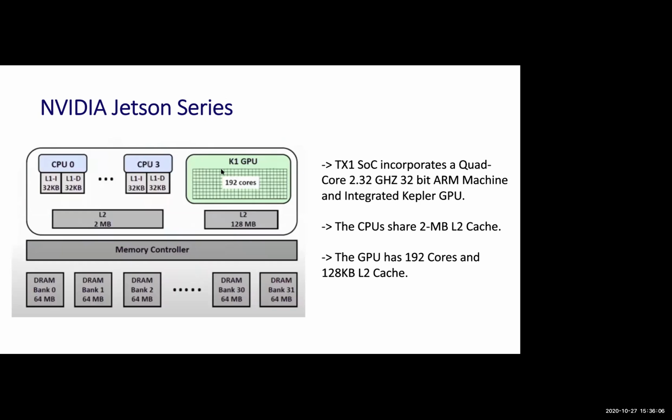So this is the architecture of the TX2. We have a Kepler GPU here. The Kepler GPU has 192 cores, and we have four CPU cores, which have an instruction cache and data cache. Okay, so this is the basic architecture of the NVIDIA TX1 embedded GPU.